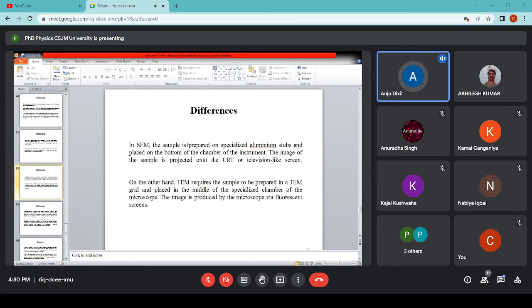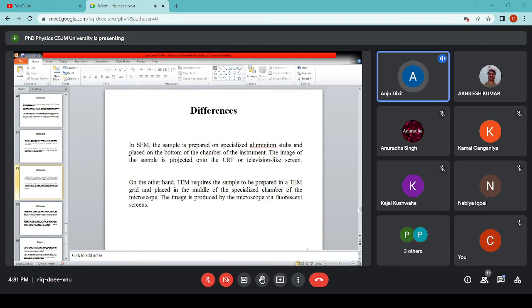So in SEM, the sample is prepared on specialized aluminum stubs and placed on the bottom of the chamber of the instrument. So जैसे कि मैंने आपको SEM में बताया था, SEM में जो sample holder use करते हैं उसको stub कहते हैं और वो एल्यूमिनियम के बने होते हैं जिससे हम सैंपल को प्लेस करते हैं and they are placed on the bottom of the chamber of the instrument और the image of the sample is projected onto the CRT and television like screen, जहाँ पे इमेज का प्रोजेक्शन होता है.